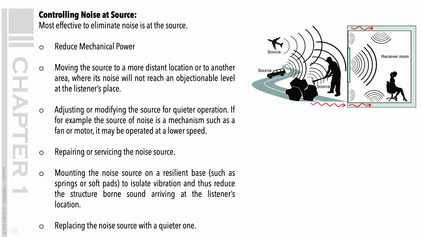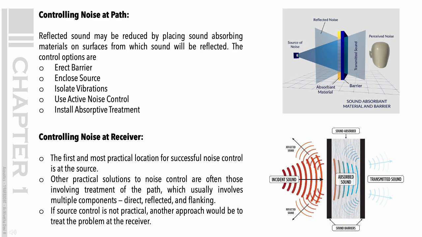Mounting the noise source on a resilient base, such as springs or soft pads, to isolate vibration and thus reduce the structure-borne sound arriving at the listener's location. Replacing the noise source with a quieter one. Controlling noise at path. Reflected sound may be reduced by placing sound-absorbing materials on surfaces from which sound will be reflected. The control options are erect barrier, enclose source, isolate vibrations, use active noise control, install absorptive treatment.